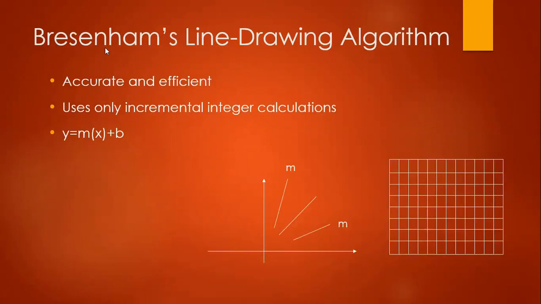Bresenham's line drawing algorithm. Compared to the previous algorithm, the DDA algorithm, this algorithm is more accurate and efficient. Also, Bresenham's line algorithm uses only incremental integer calculations, and it avoids all floating point calculations. If you want to plot a pixel on the screen, you plot the integer values directly. There won't be any floating point calculations in the algorithm.